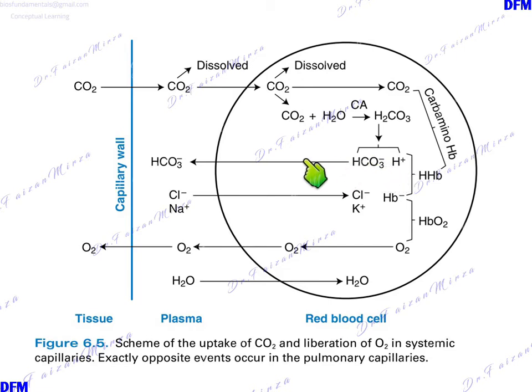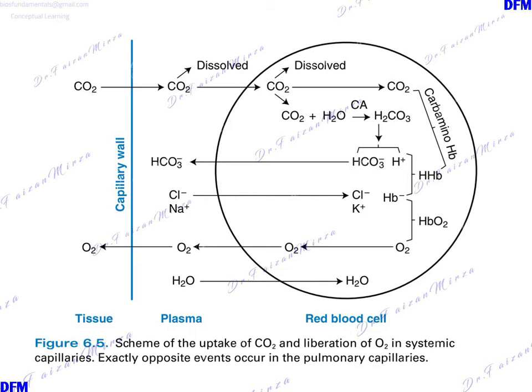The HCO3 minus ion goes out and chloride ion comes in. This is called chloride shift. H plus ion binds with hemoglobin to form HHb. Hemoglobin, which was already carrying oxygen, cannot keep the oxygen attached once HHb is formed, so it allows some of the oxygen to be left out. So this oxygen diffuses out of the red blood cell and goes outside into the tissue.